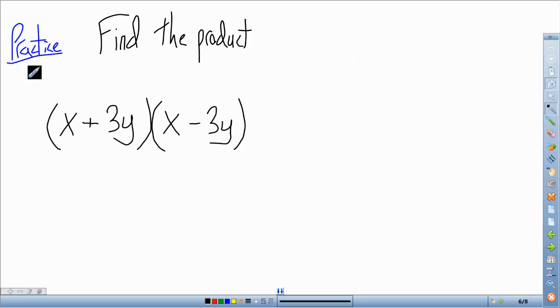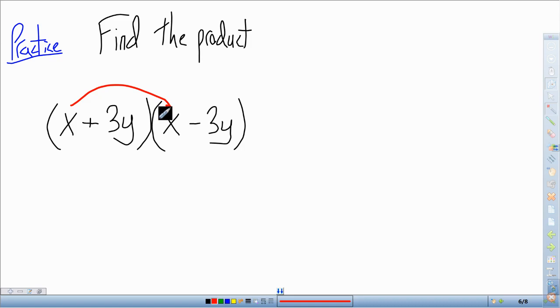Okay, so on this practice problem, go ahead and look at this one. Notice it is a sum and difference pattern. So if you'd like to use the shortcut, go for it. If you'd like to do it the long way, do that as well. Go for it. Okay, so let's try this out. I'm going to do it the long way.